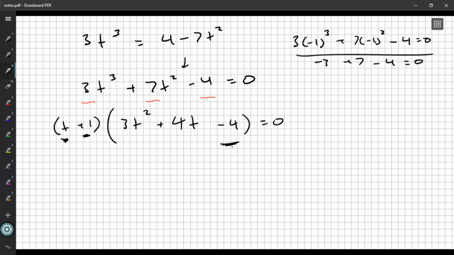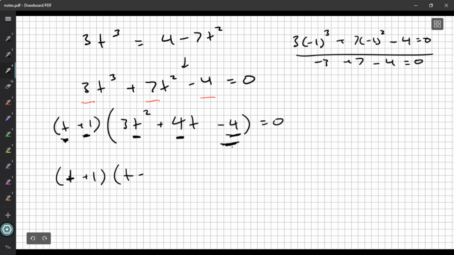Nothing is immediately springing to mind, although I've got 4's here. I wonder if I make t 2. 3 times 2 squared, that'll be 12 plus 8 minus 4. No, that's way too much. -2? Let's see. -2, so you'll get 12 minus 8 minus 4. Okay, that'll work. But of course, we could use the quadratic formula if we didn't want to stop to factor.